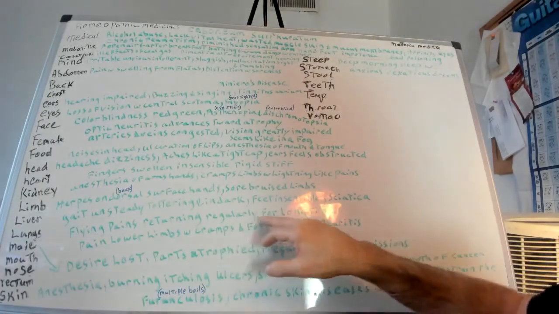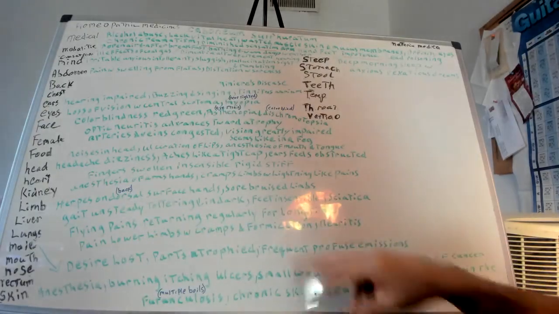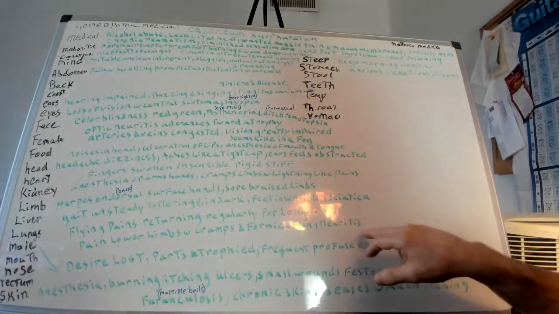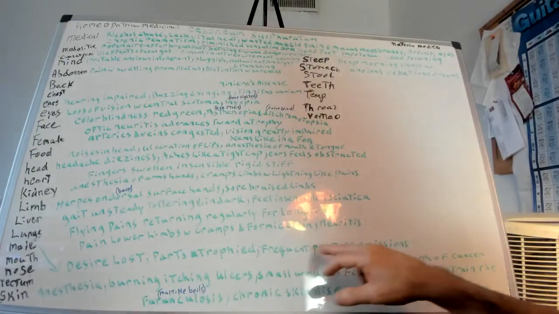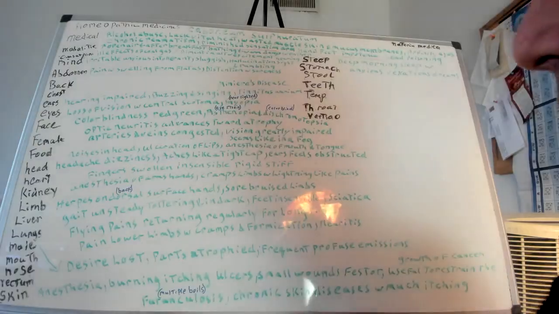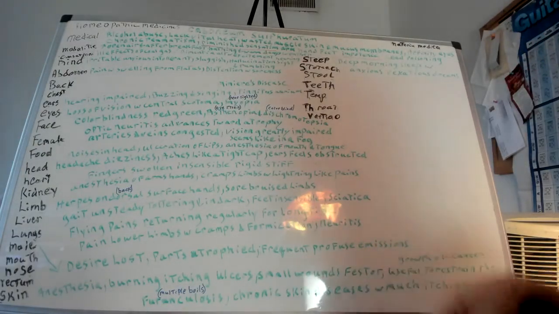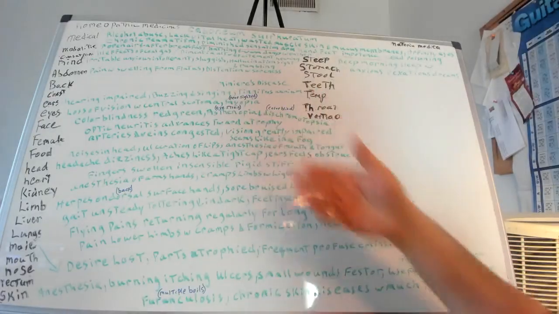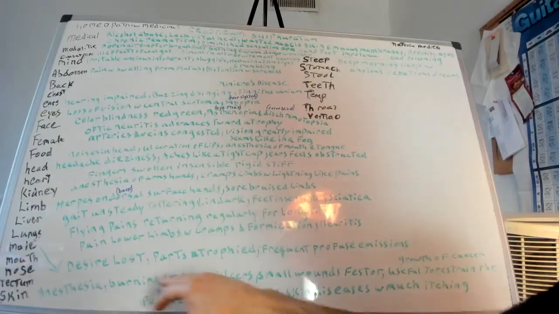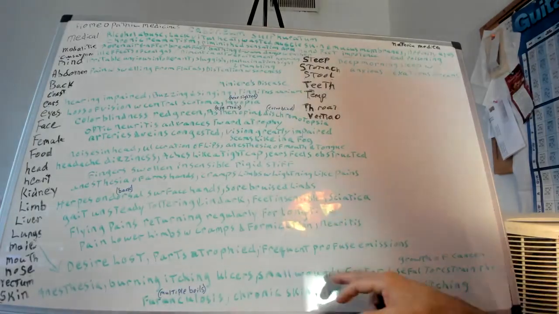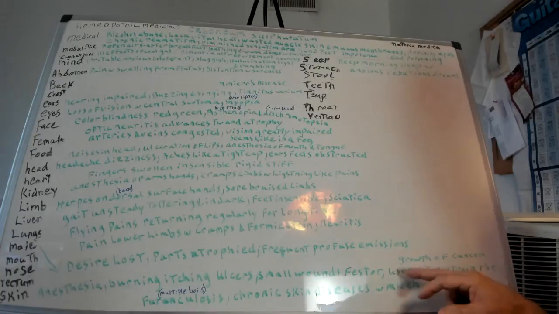Flying pains returning regularly for a long time in the limbs. Pains in lower limbs with cramps and formication, which is that tingling sensation, and nerve pain, which is neuritis. Male, desire is lost, parts atrophied, frequent profuse emissions, and it's not pollutions. Pollutions is sperm. Emissions is just, like maybe a herpes emission. Anesthesia of the skin. They can't feel it. Burning, itching, ulcers, small wounds fester. So for wounds that fester, you think of Carboneum sulphuratum.